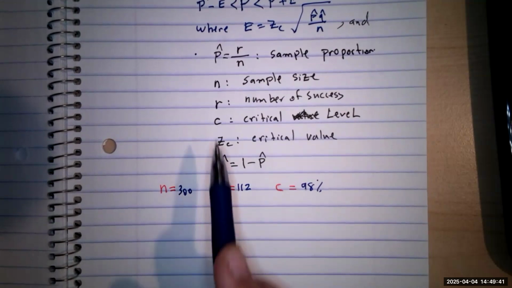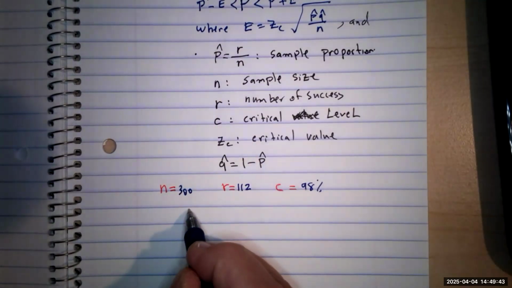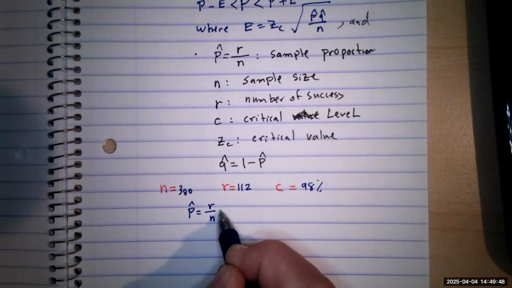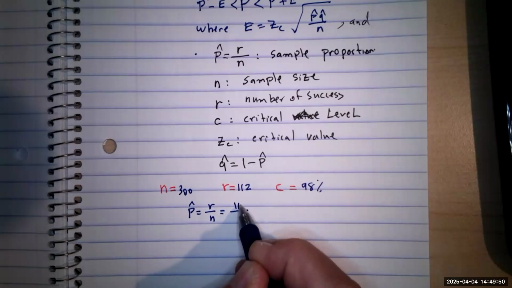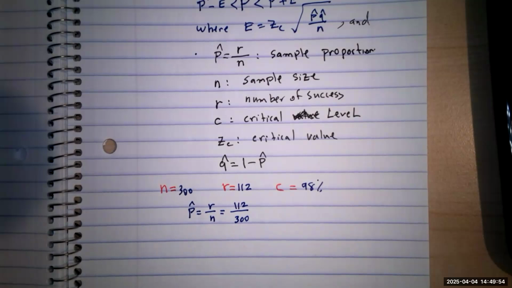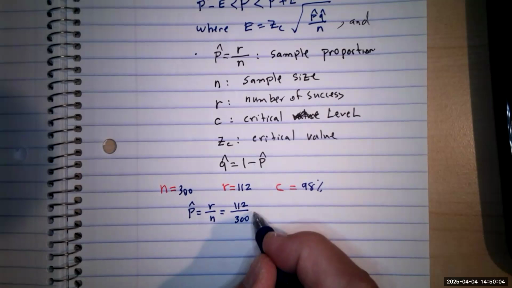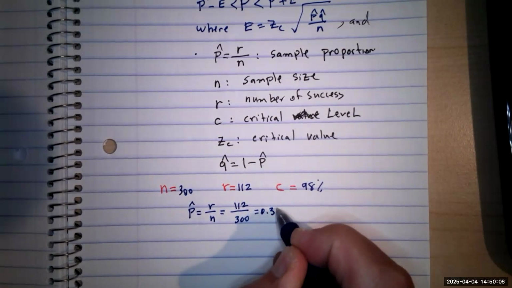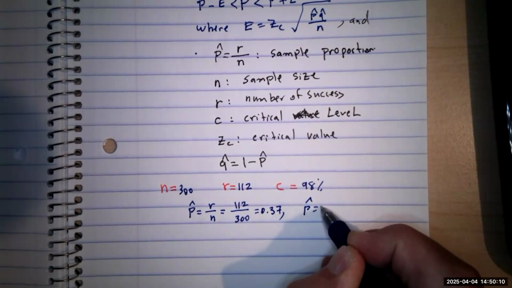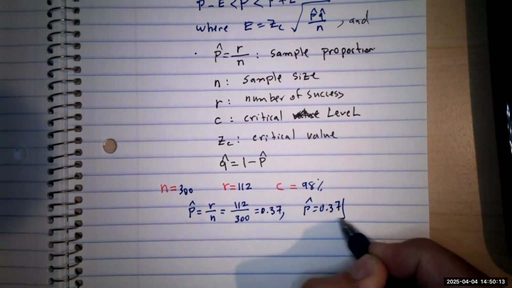So what you can do is you can find the p hat first. The p hat is equal to r over n. Then you substitute, that gives you 112 over 300. Then you have to use your calculator to get these numbers. The number would be 0.37 or 37%. So the p hat would be 0.37.